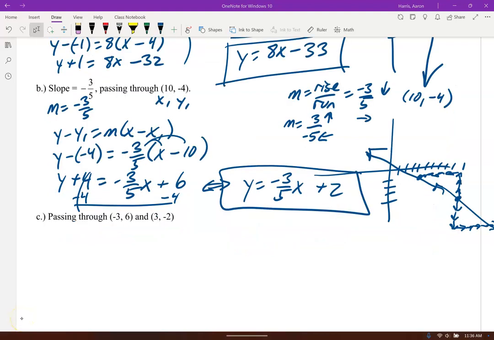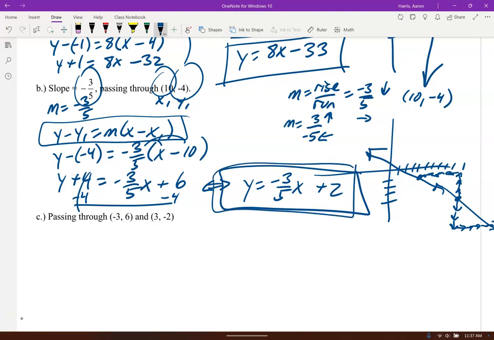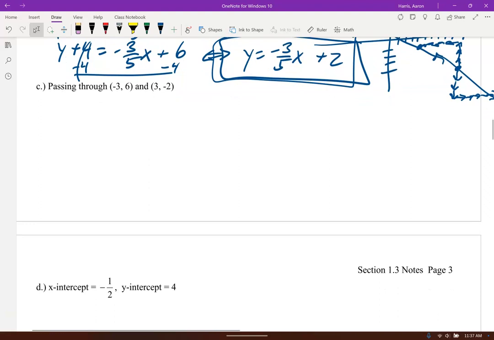All right, so there's the work there where we're plugging in the x1, the y1, and the m into point slope form, and then we worked it out to finally get our slope intercept. All right, let's keep going here.